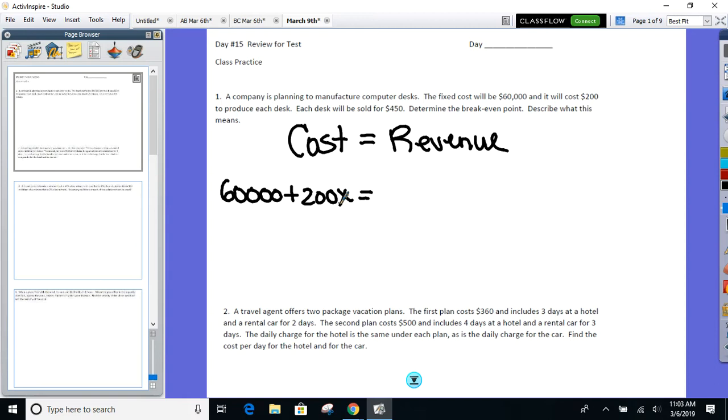You set it equal to how much am I going to bring in? How much am I selling these for? 450. So 450, not just 450 though, 450X. There we go. Okay, so cost. Everyone all right with the cost here? There's my cost, and here's the revenue, how much I'm bringing in. All good.